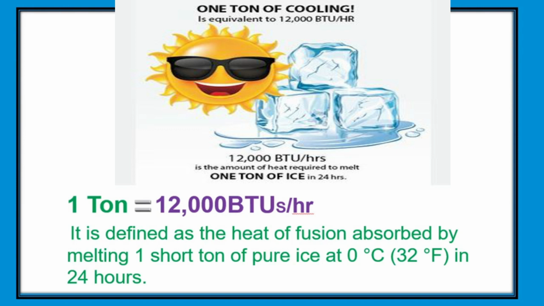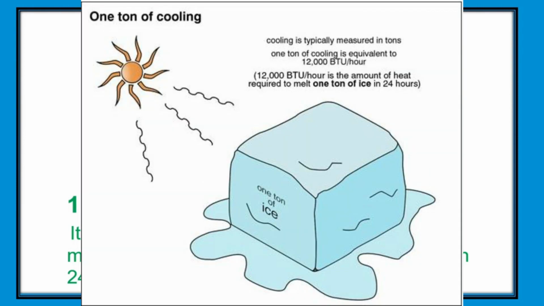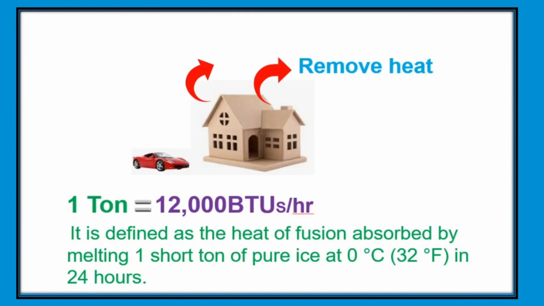One BTU is the energy needed to heat or cool 1 pound of water by 1 degree Fahrenheit at sea level. A ton of refrigeration is a unit of power used to describe the heat extraction capacity of air conditioning and refrigeration equipment. It is defined as the heat of fusion absorbed by melting 1 short ton of pure ice at 0 degrees Celsius or 32 degrees Fahrenheit in 24 hours.